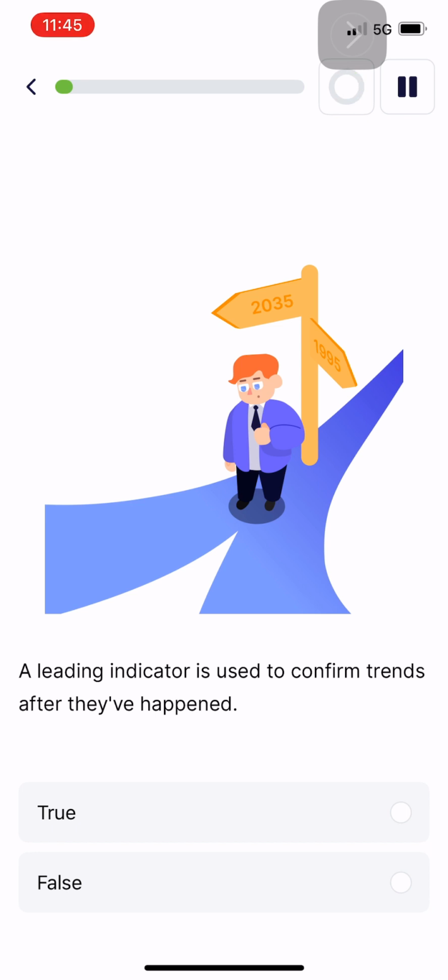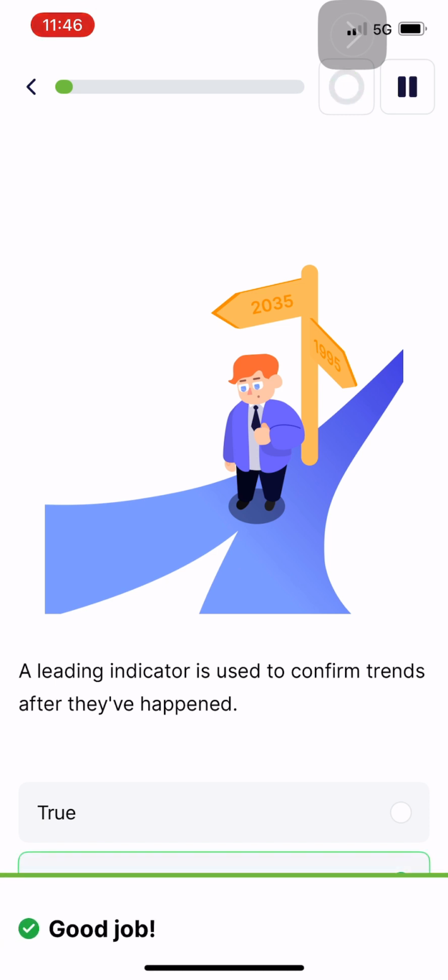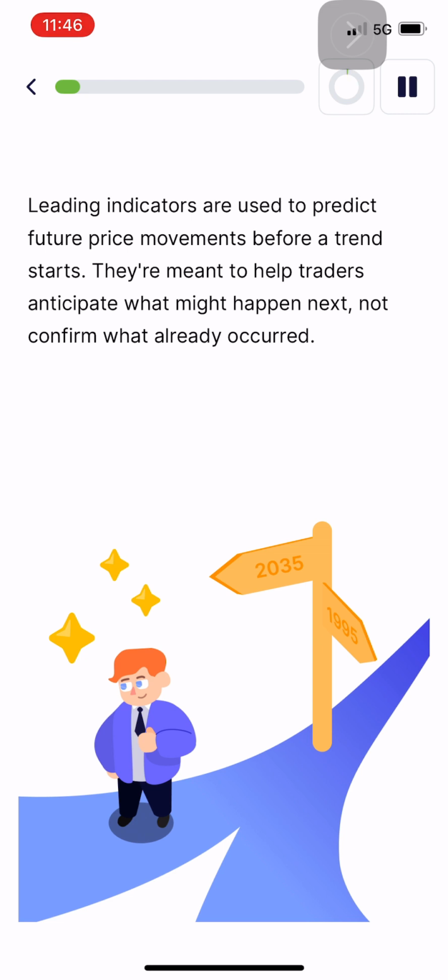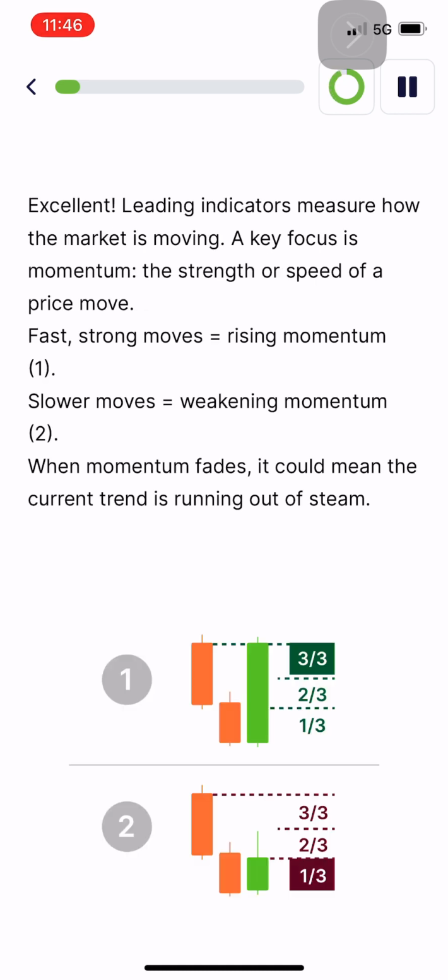True or false, a leading indicator is used to confirm trends after they've happened. Yes, you're right. Leading indicators are used to predict future price movements before a trend starts. They're meant to help traders anticipate what might happen next, not confirm what already occurred.